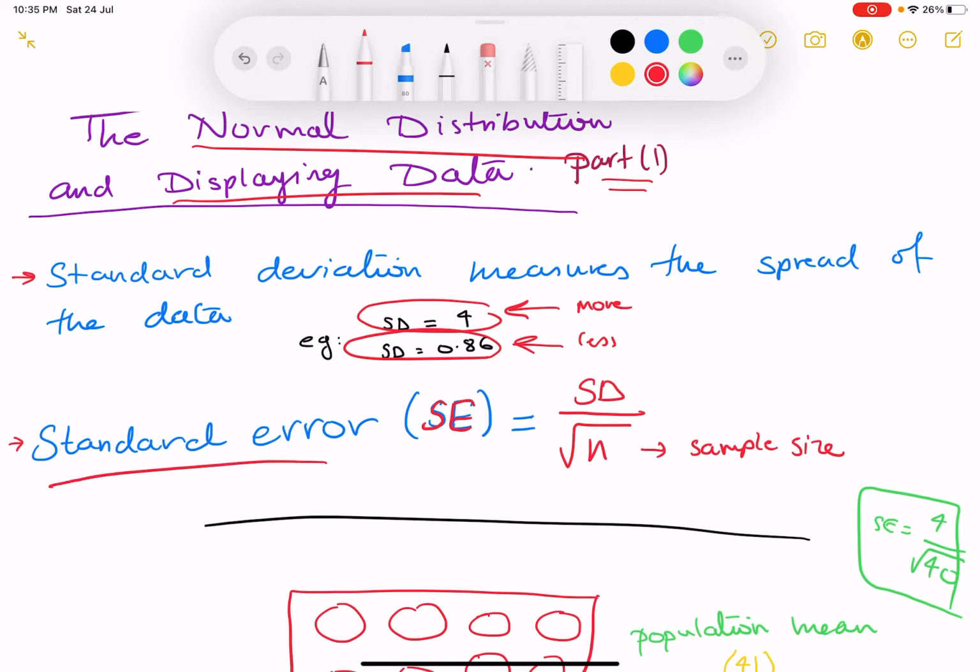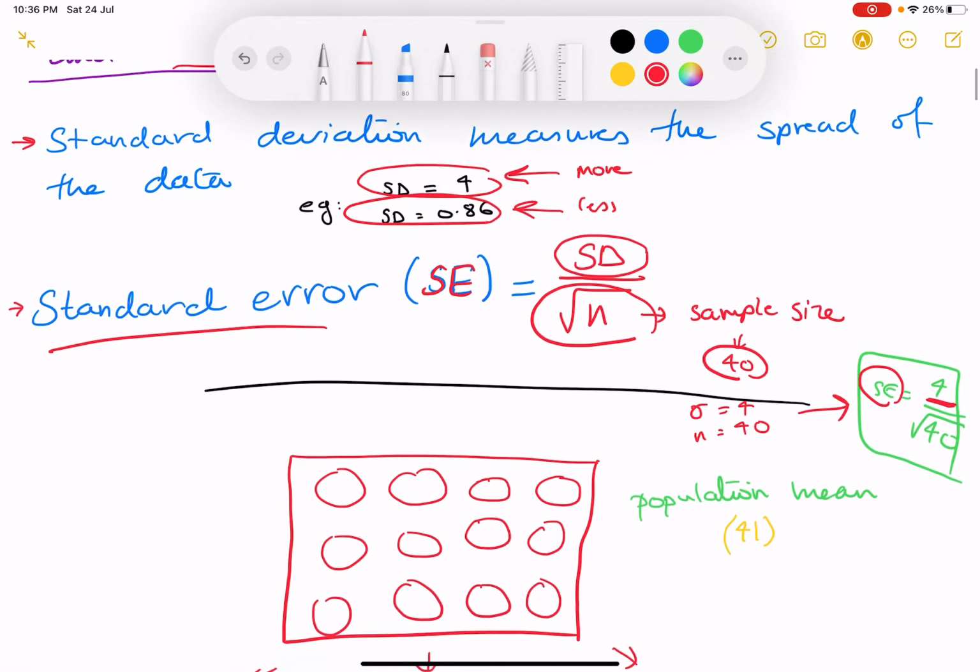It's about the standard error. The standard error is the standard deviation divided by the root of the sample size. The sample size is the number of people in a sample. For example, if you have a standard deviation of 4 and the sample size is 40, then the standard error is 4 over root 40.